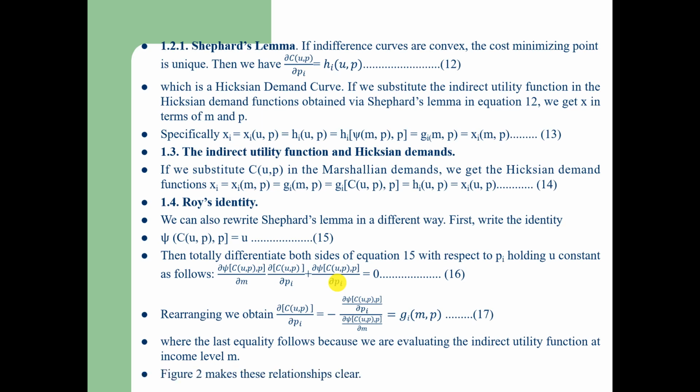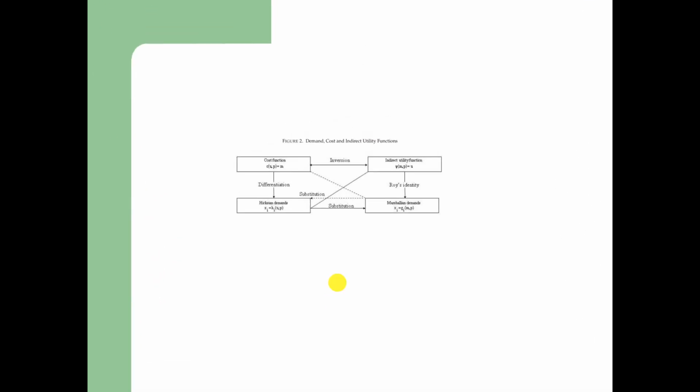Figure 2 on the next slide will make these relationships clear. So this is figure 2. Here we have the cost function on the left hand side and the indirect utility function on this side. If we differentiate this function, we get the Hicksian demand function, and if we differentiate this function with respect to p, we get the Marshallian demand function. And the cost function and the indirect utility function are basically inversions of each other.